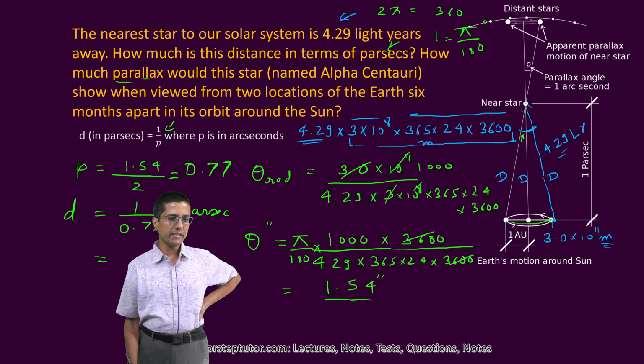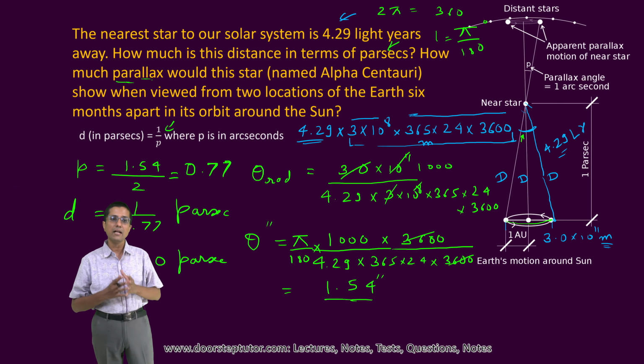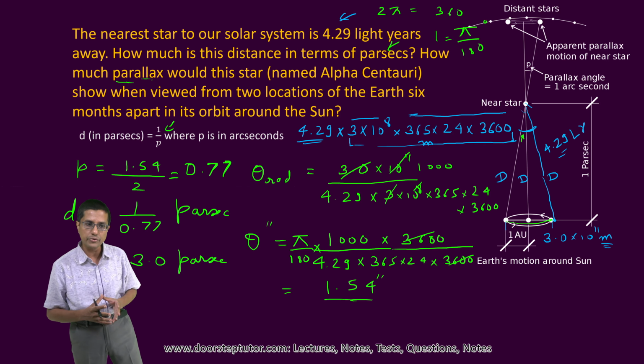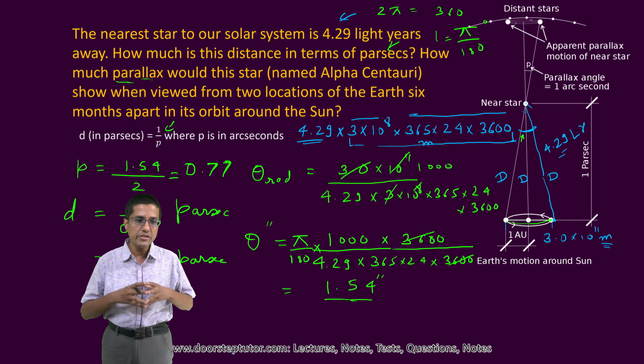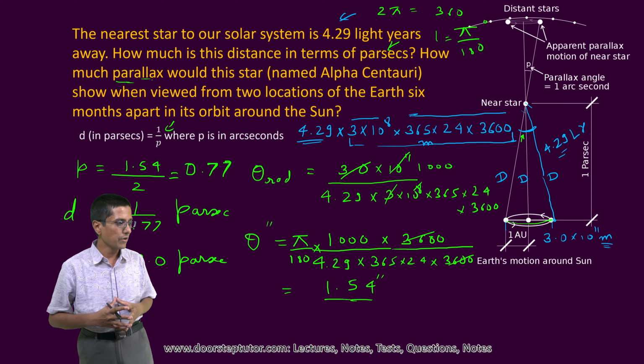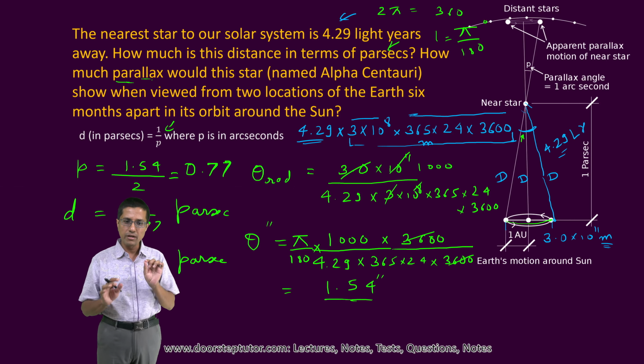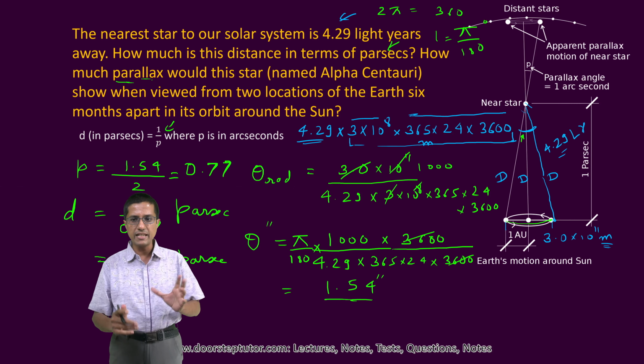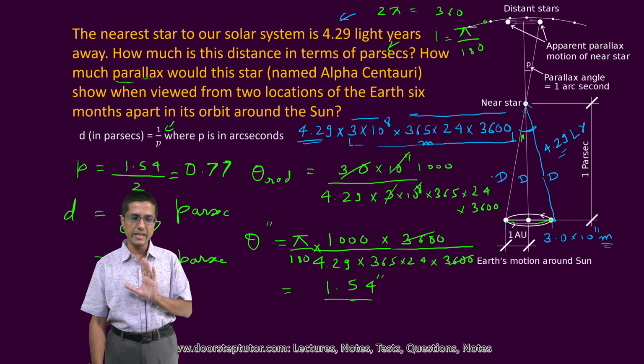If you solve, this comes out to be almost equal to 3. And this comes out to be almost 3 parsec, which is a very good answer, because the distance of Alpha Centauri is actually very close to 3 parsecs. So we have been able to roughly solve this problem very easily, just by recognizing a few things.